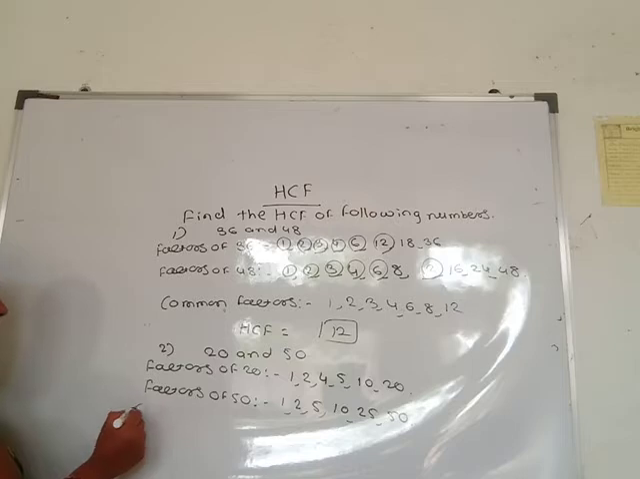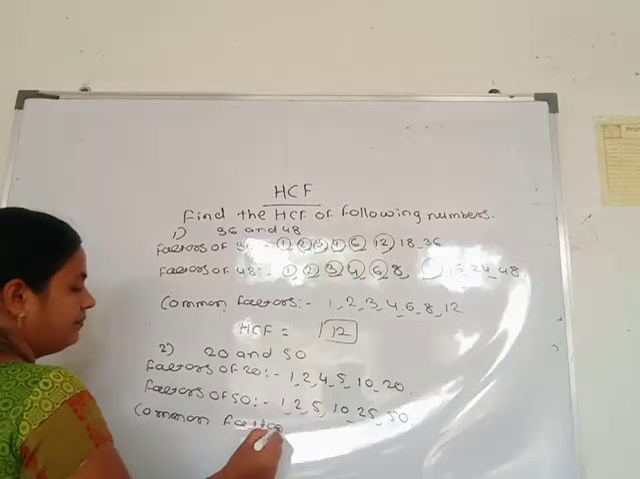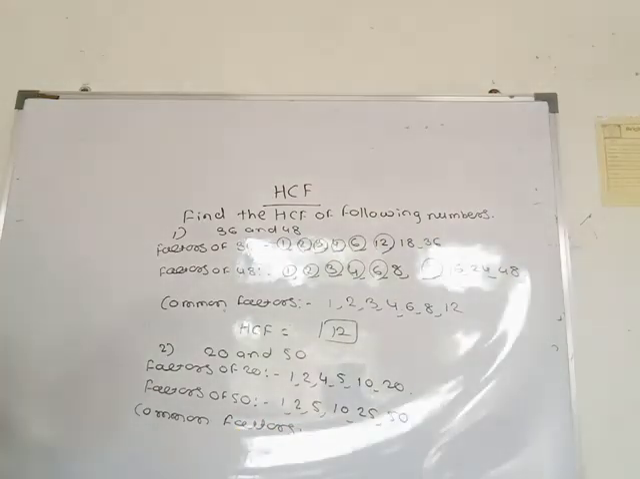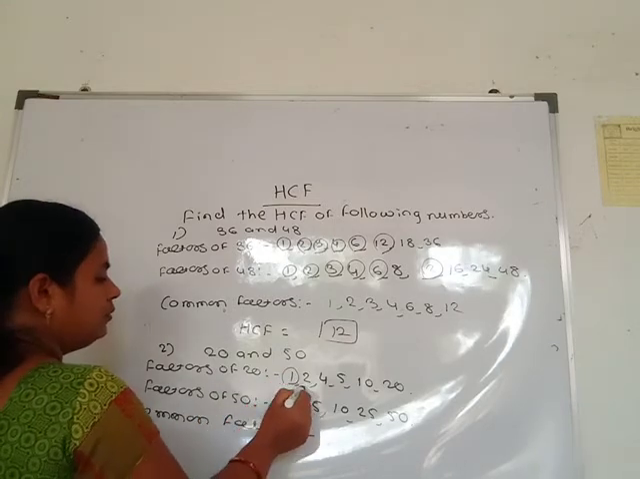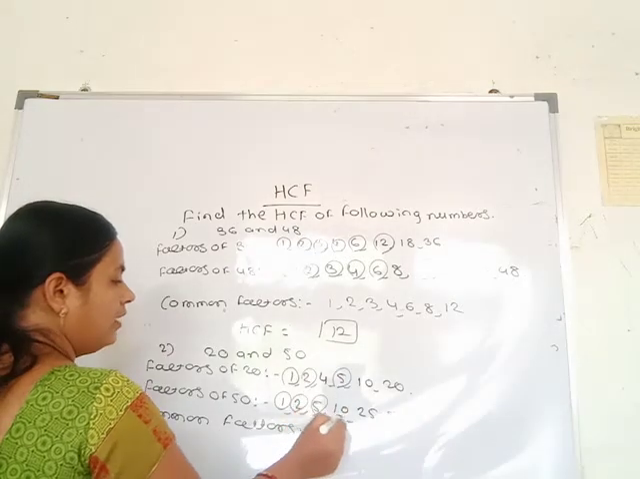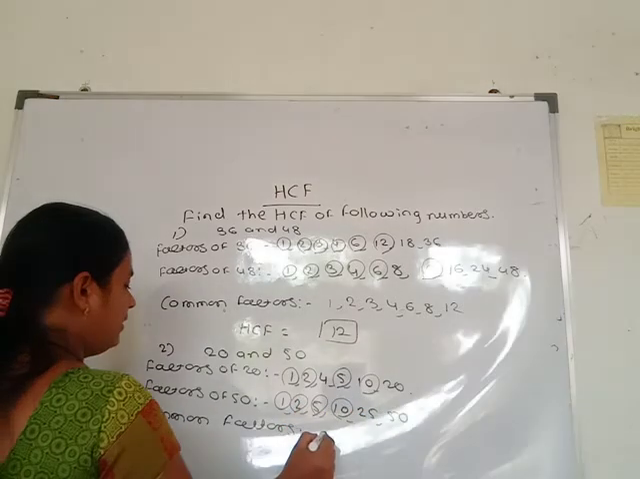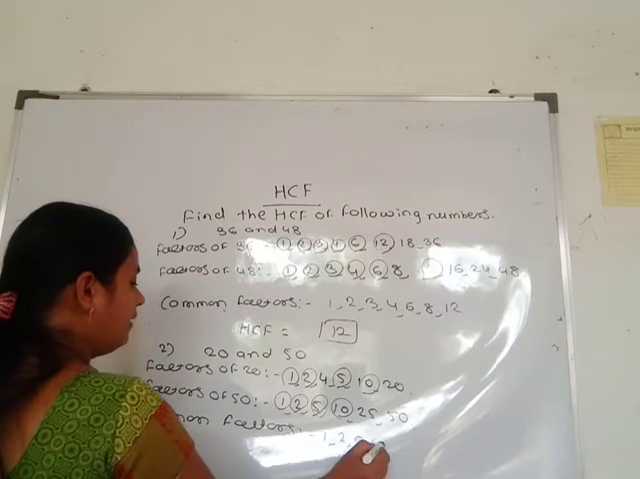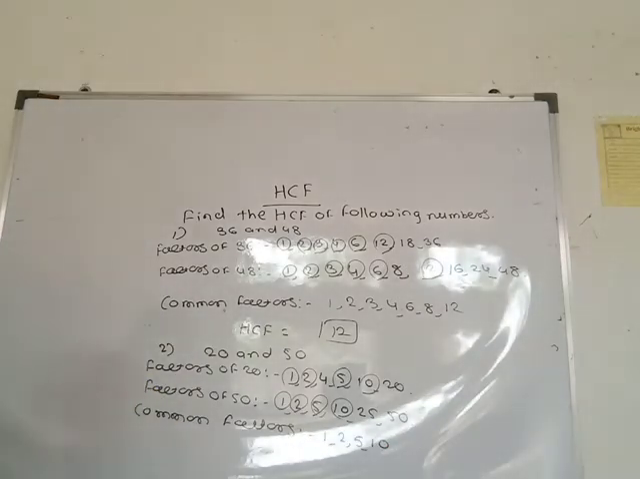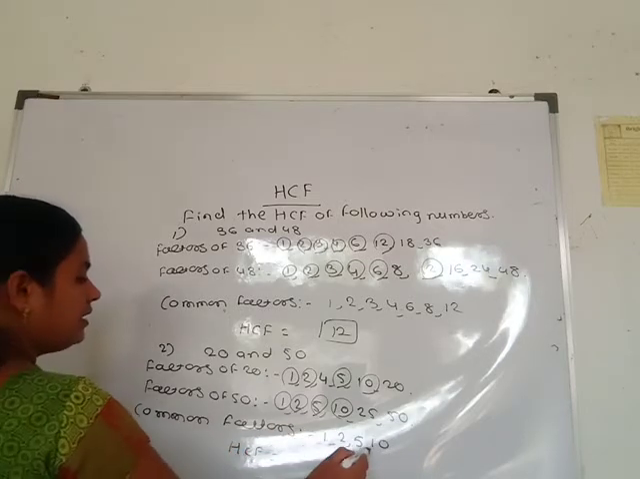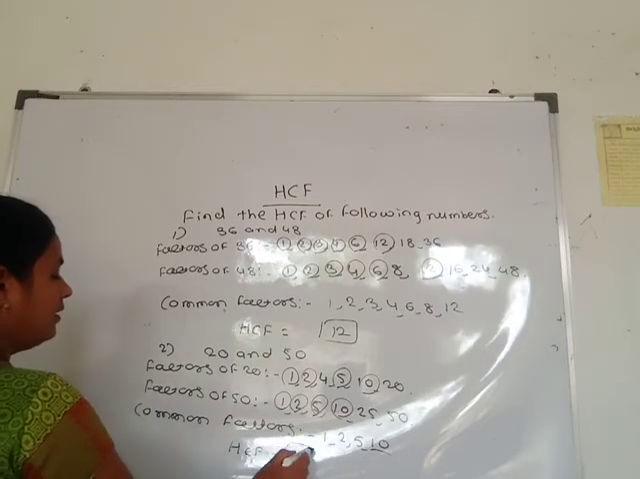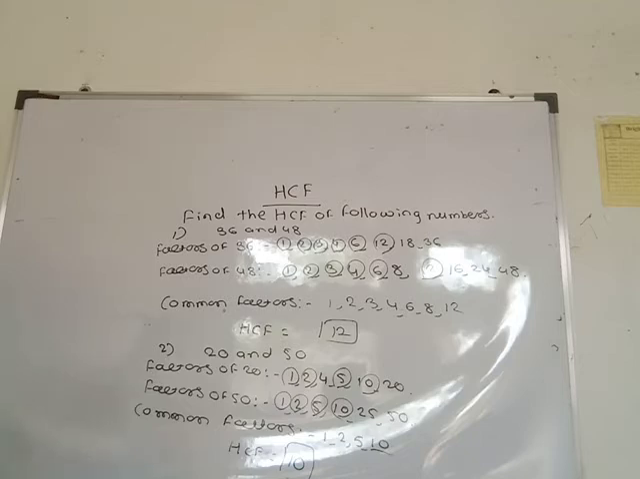Then you write the common factors. In these two numbers, which numbers are the same? 1, 2, 5 and 10. Then below you write HCF, the greatest number. In these common factors, which is the greatest? 10. So the HCF of 20 and 50 is 10.